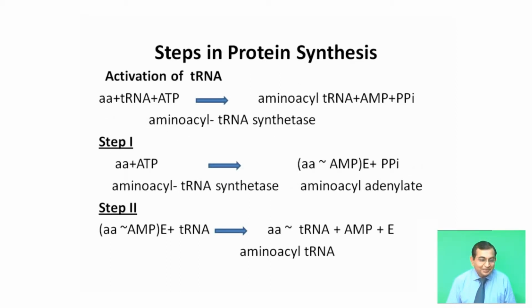Steps in protein synthesis. The first step in protein synthesis is activation of tRNA. That is, tRNA is activated by a specific enzyme called amino acid tRNA synthetase. There are 20 amino acids, and there are 20 specific amino acid tRNA synthetases, one for each amino acid. Now, activation of tRNA is completed in two steps.